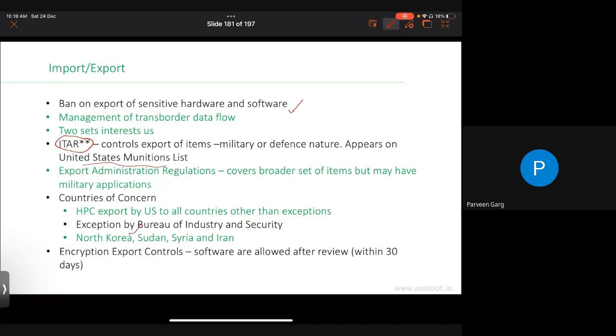So you cannot export your hardware and software to North Korea, Sudan, Syria, and Iran. That is a restriction which they laid down. And there was something called encryption export controls.